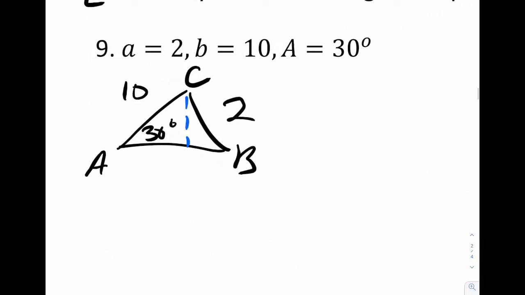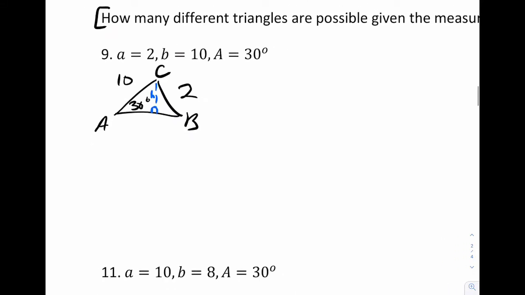So imagine you drop in this blue height, call that H. Now we're going to use basic trig, so not going to use law of sines here. Let's just imagine you're standing right here, and let's use SOHCAHTOA. Sine of 30 is equal to H over 10. And let's solve for H.